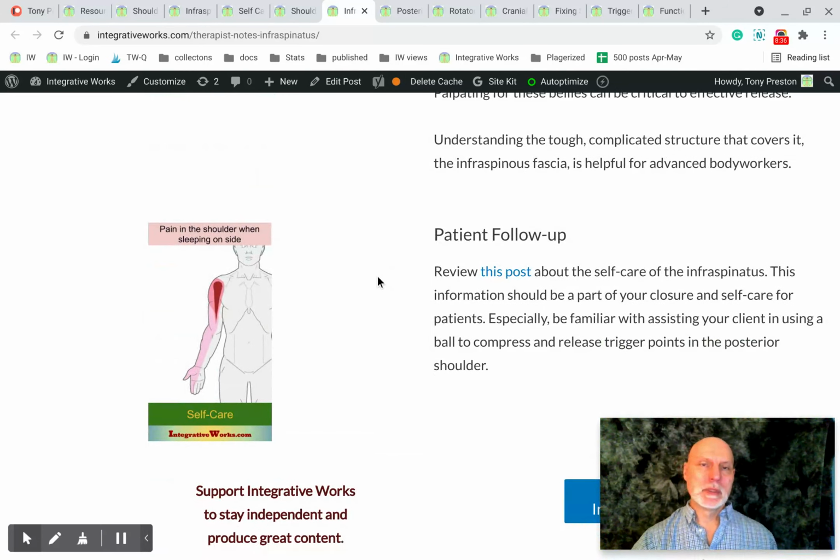Connected to the therapy notes is, of course, patient follow-up. This is put in here for the bodywork therapist, massage therapist who's looking to have a self-care post that they can give to their clients and say, here's something to follow up with to help you until the next time I see you.